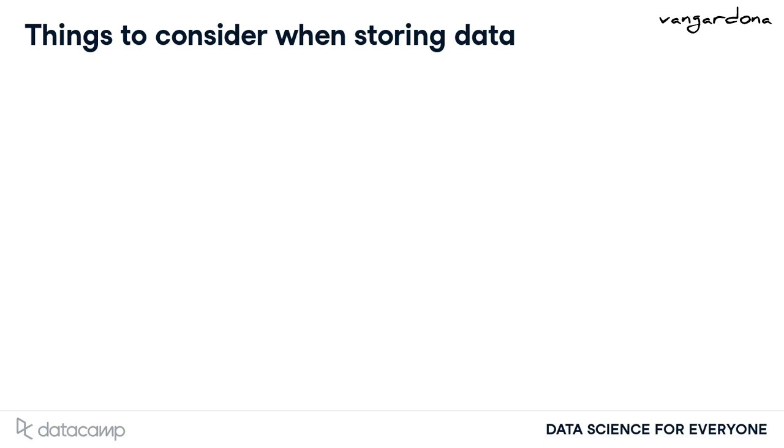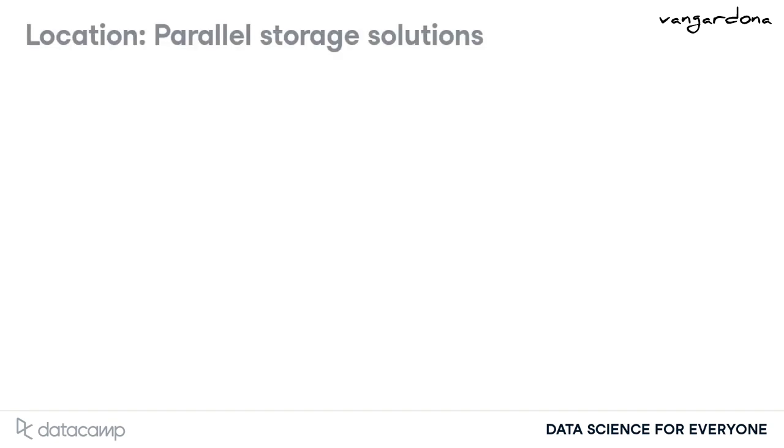First, we need to determine where we want to store the data. Then, we need to know what kind of data we are storing. And lastly, we need to consider how we can retrieve our data from storage. Let's take a closer look. Data science projects could require large amounts of data.